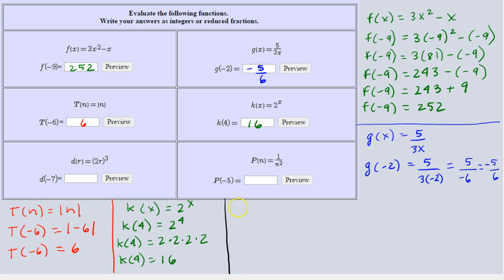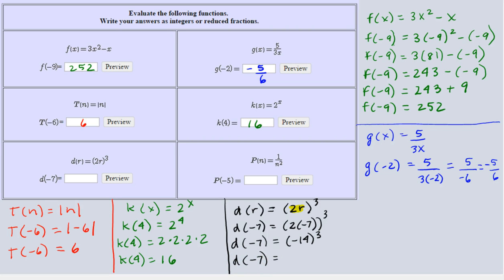Let's look at the next one. D of r equals 2 times r raised to the 3rd power. And we're given a value of r of negative 7. So we have 2 times negative 7 raised to the third power. So notice that 2r times r is in parentheses, so we do the operation in parentheses before the exponents. That's the order of operations. So we have negative 14 raised to the third power.